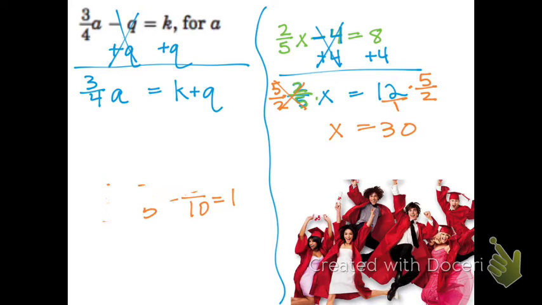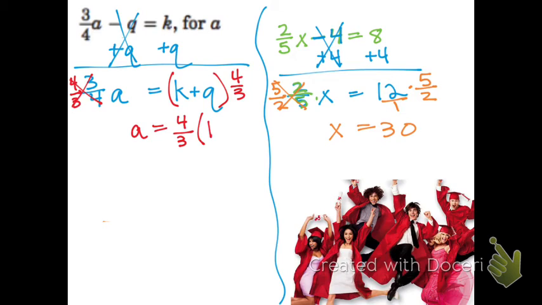Now let's use that same process to move the multiplying by 3/4. So we're going to multiply by the reciprocal, 4/3, because that's going to cancel out. And on the right side, we need to multiply by 4/3 as well. So we're left with a equals, now when you have some variables multiplied by a number, a constant, then typically you put that number first. So let's just put the 4/3 in front, and that is being multiplied by k plus q. And that's your answer.